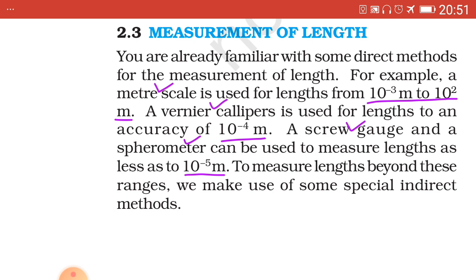Now to measure lengths beyond these ranges, means larger lengths, we make use of special indirect methods, which we shall see in the next lecture.